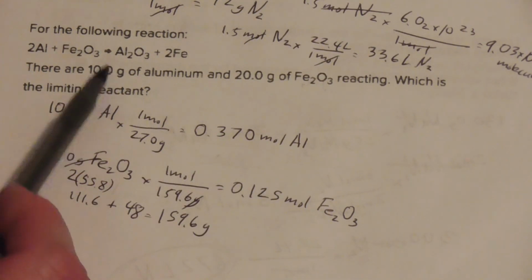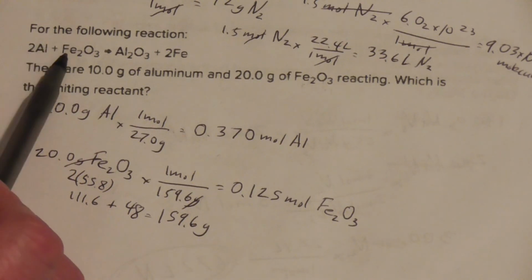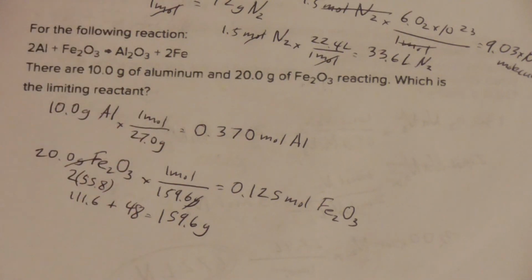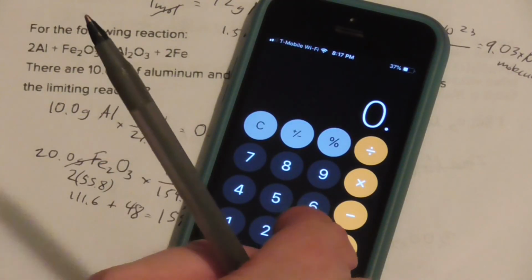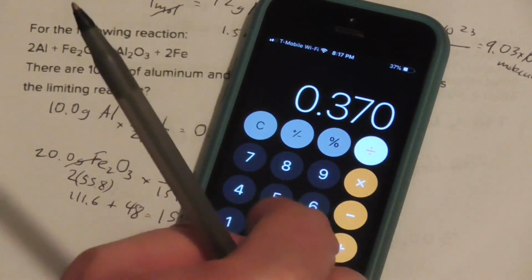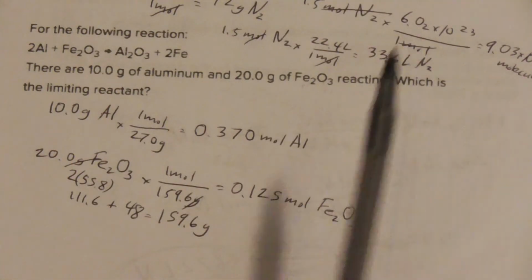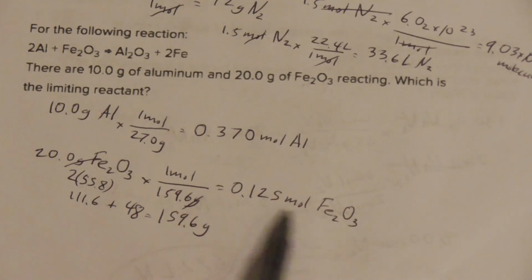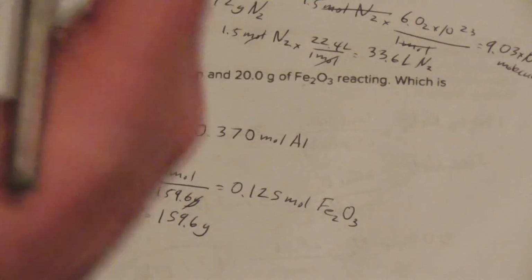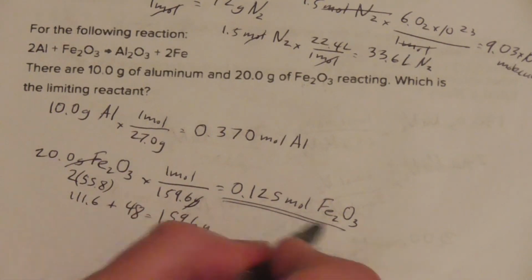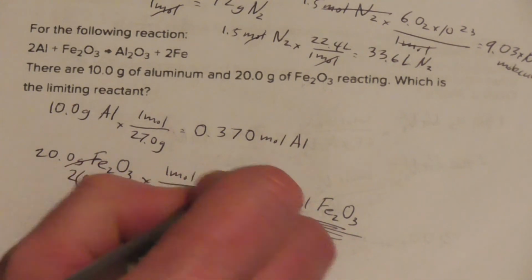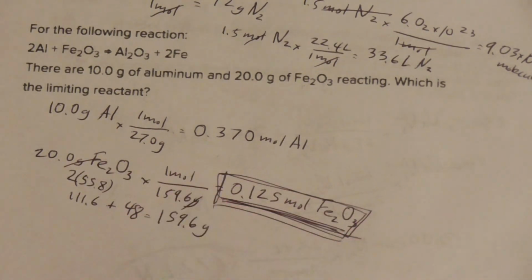Now if I needed all of my aluminum to react, I would need 1/2 the amount of iron 3 oxide. In that case, it would be 0.370 divided by 2, which is 0.185. So for all of my aluminum to react, I would need 0.185 moles of iron 3 oxide, except I don't have that much. So once this amount runs out, I'm done. That's the limiting reactant. For this particular case, iron 3 oxide would be the limiting reactant.